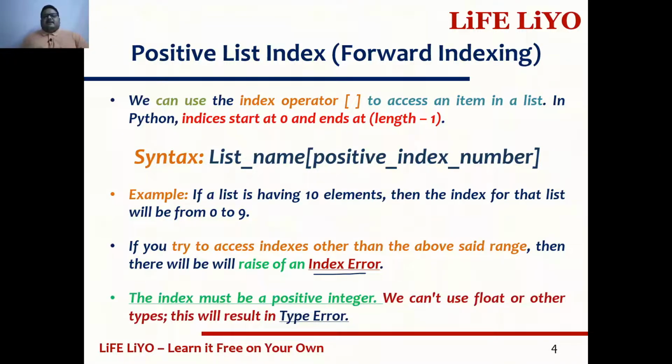So what is the number we have to pass in the list name? We have to pass the positive integer only. We cannot use float or any other types. If you pass any type other than an integer value, you are going to get the type error.